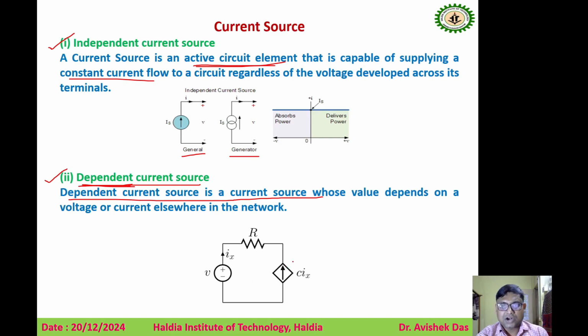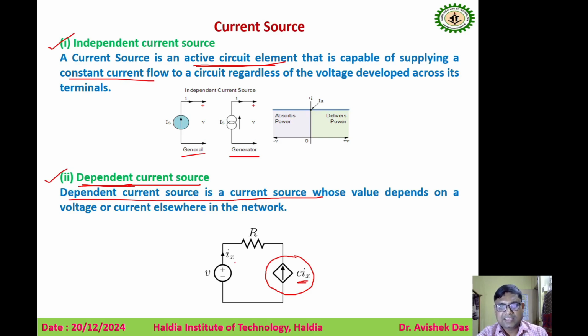So look how we represent the dependent current source. This one is the diamond shape. We can represent the dependent current source. This one is the dependent current source. And how much current it generates, the value of the current generated, what is the value? The value is Cix, right? C is the constant and Ix is the what?